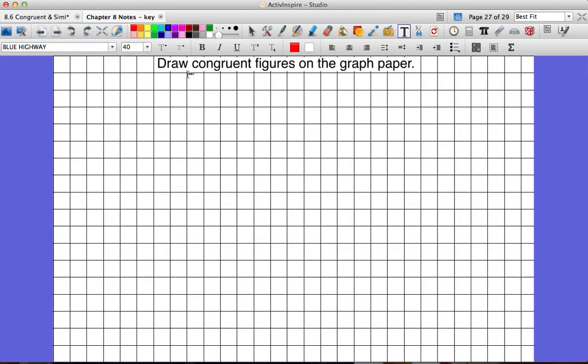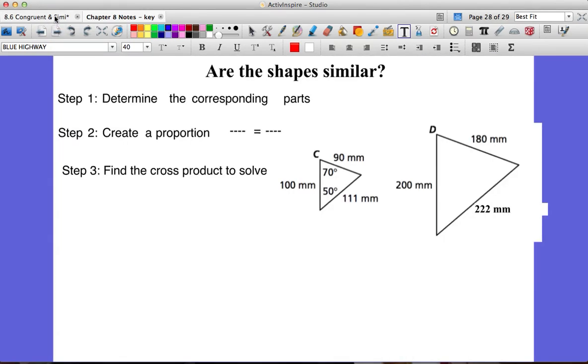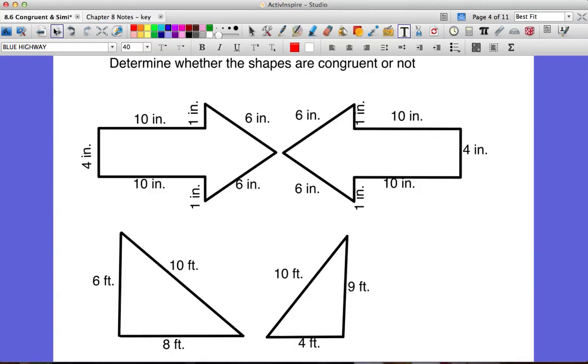Alright, so the other thing that I would like you to do is draw 2 congruent figures on your graph paper, and I will check that when you come into class tomorrow. Okay, so both this page and this page you're doing on your own. So you can turn and go to the next page, which looks like this, and we're going to talk about similar shapes.